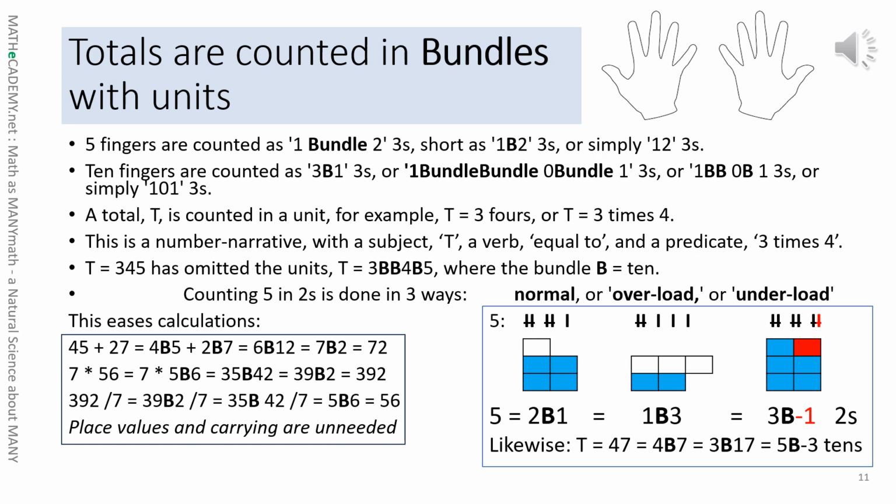This eases calculations. 45 plus 27 is 4 bundle 5, plus 2 bundle 7, which is 6 bundle 12, which is 7 bundle 2, which is 72. And 7 times 56 is 7 times 5 bundle 6, which is 35 bundle 42, which is 39 bundle 2, which is 392. 392 divided by 7 is 39 bundle 2, divided by 7, which is 35 bundle 42, divided by 7, which is 5 bundle 6, which is 56. So, place values, and carrying, and borrowing, are unneeded.